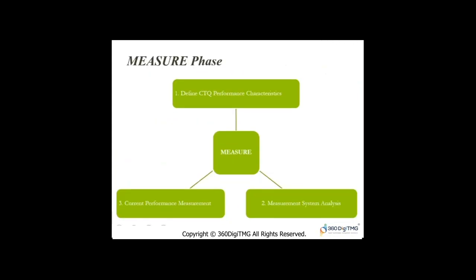Here are the 3 steps of the measure phase, which we will discuss in detail. Define critical to quality performance characteristics. We will look into the measurement system analysis, and we will also look into the current performance measurement. Let us move on and discuss a few more things now. Okay, we are moving on.